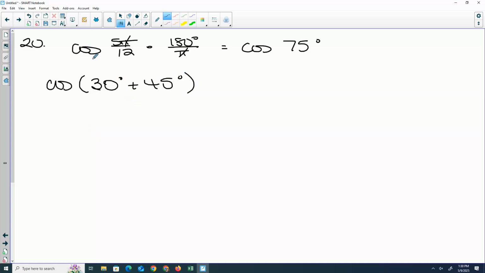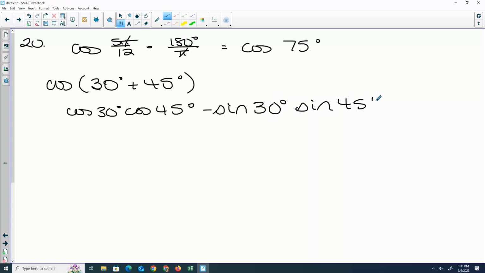So cosine of A plus B. You can look at your formula sheet or our flip chart. So that is cosine of the first, cosine of the second, minus sine of the first, sine of the second. So it's the cosine difference. But now it's hand trick. What is the cosine of 30? What's the cosine of 45? Sine of 30. Sine of 45.